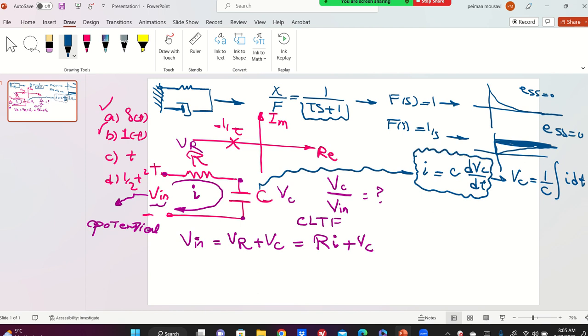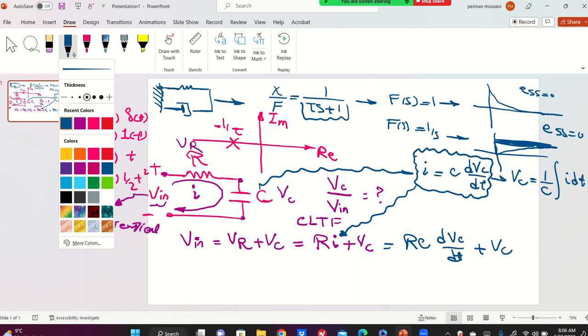Okay. So I'm going to implement this here. If I do that, you're going to get RC dVc over dt plus VC. Now these are time domain because you have a time derivative.